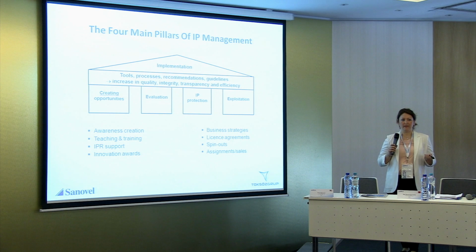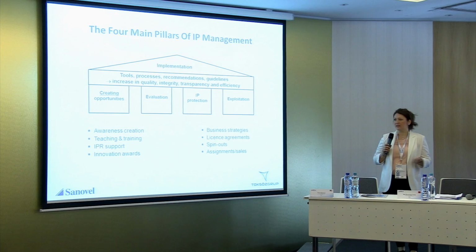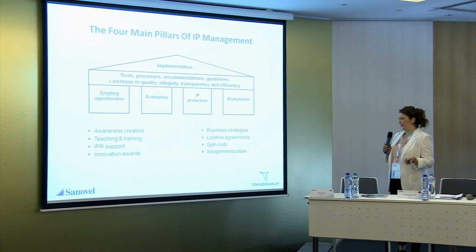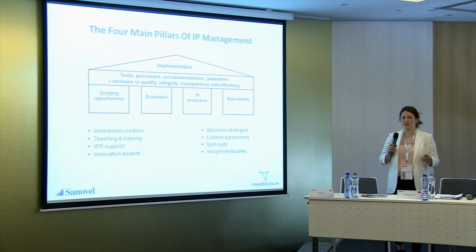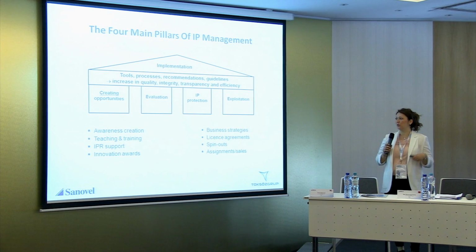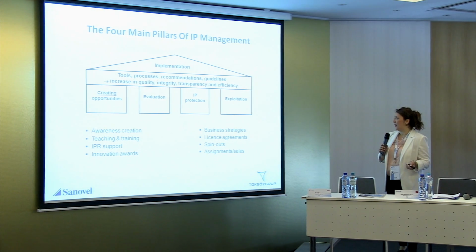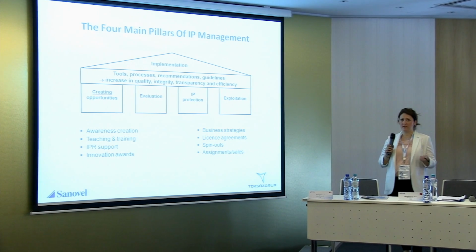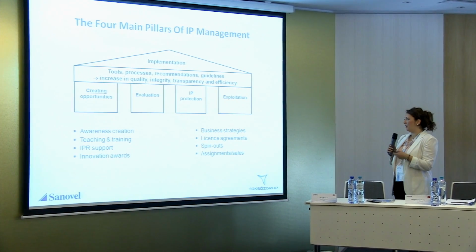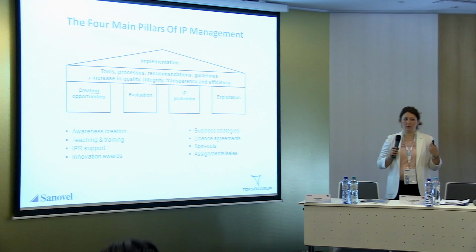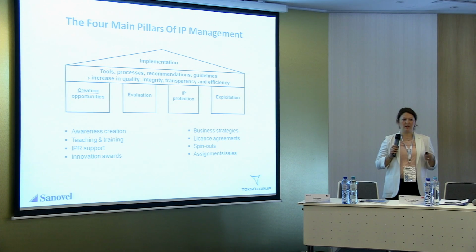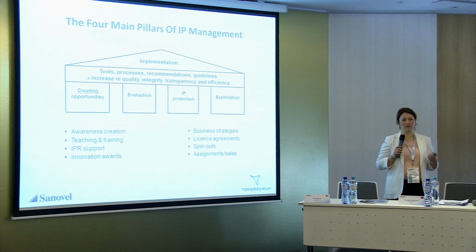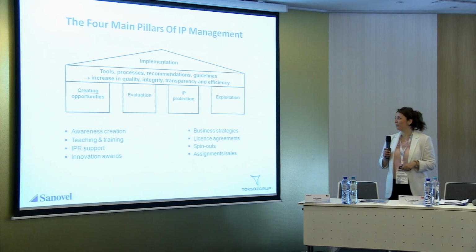And then while evaluating, you decide to have the IPR support, like patents, designs, or copyrights. You have to decide it. And of course, for the motivation of the inventors especially, you should give innovation awards to provide continuous projects. And for the exploitation part, the business strategies are very important. I'm giving only the titles because we will talk deeply in the next slides. License agreements, spin-outs, and assignments and sales are important for the commercialization of the IP also.